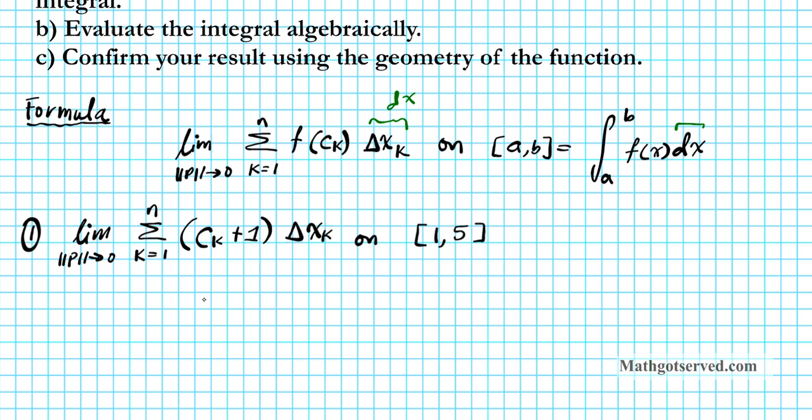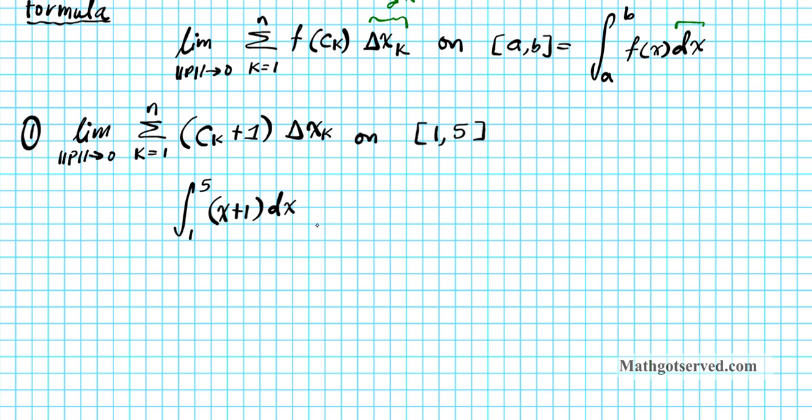Let's write out our limits of integration first. So we're going to be integrating from 1 to 5, as you can see here. Now this function just involves replacing c sub k with x. So it's going to be x plus 1, and delta x sub k will be written as dx. So this is the definite integral notation of this limit of Riemann sum right here. Now we have the definite integral. Now let's evaluate it using algebra.